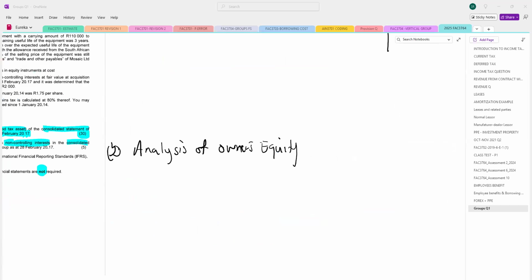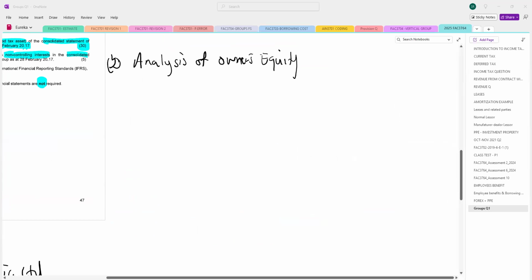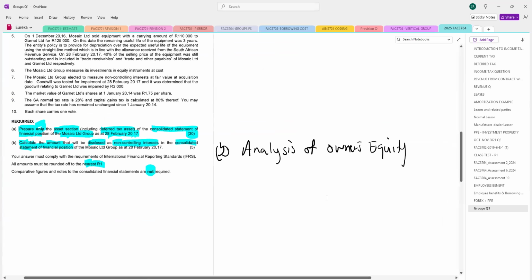Now, we are actually killing two birds with one stone, because I'm answering B at the same time I'm also doing my analysis, because I was going to do it anyways, whether the question was for me to calculate non-controlling interest or not. I was still going to do my analysis of owner's equity, and I'm advising you to do so. I'm really advising you to do so. If there's a question on groups, just do the analysis of owner's equity in peace. In fact, do it and then answer. Because I'm telling you, if you try to run away from it, it may catch up with you.